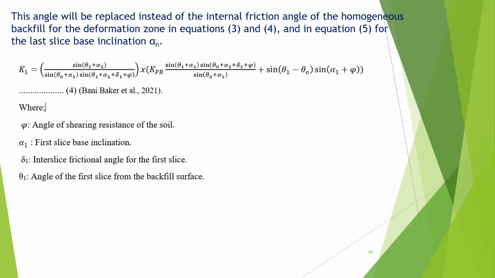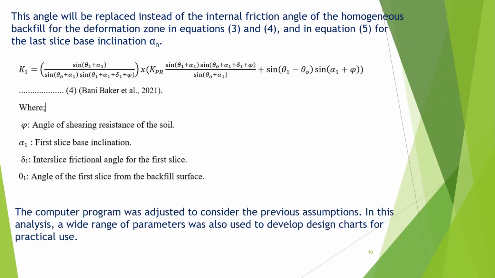where phi is the angle of shearing resistance of the soil, alpha 1 is the first slice base inclination, delta 1 is the inter-slice frictional angle for the first slice, and theta 1 is the angle of the first slice from the backfill surface.